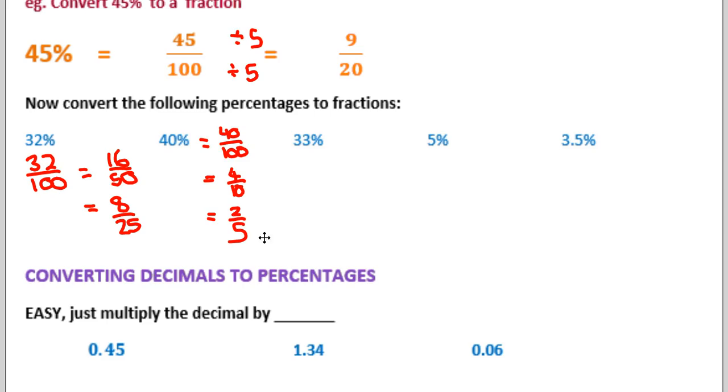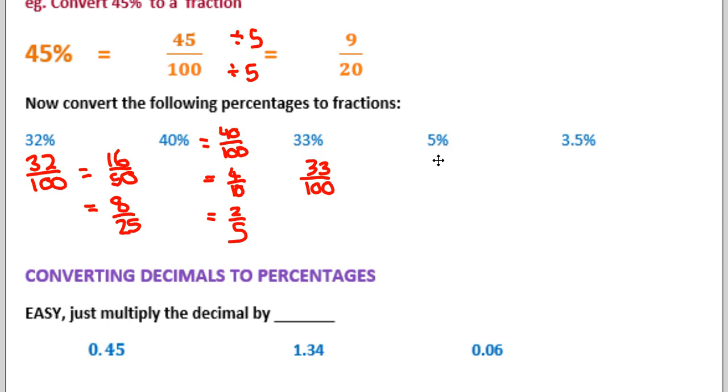Can't be simplified anymore. 33% gives us 33 over 100. Can we simplify this anymore? Let's see, this one's divisible by 11 and 3, but no, this one's not divisible by 11 and 3, so can't simplify it anymore, it's done.